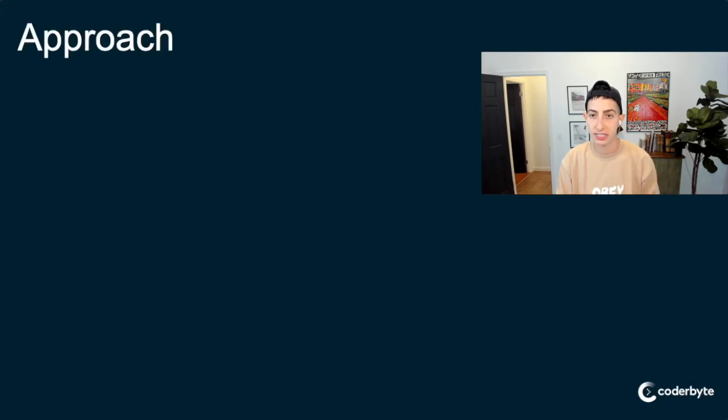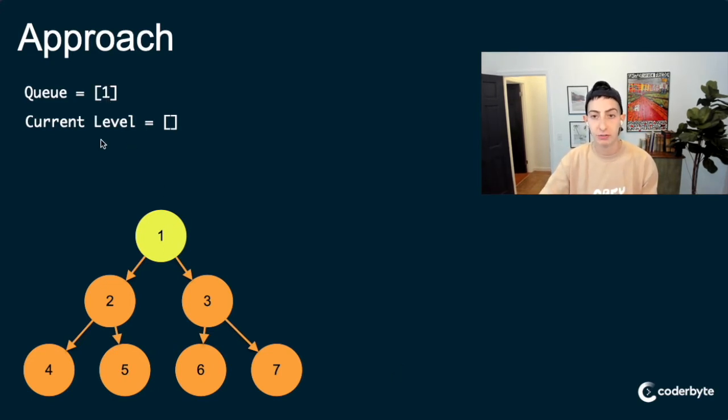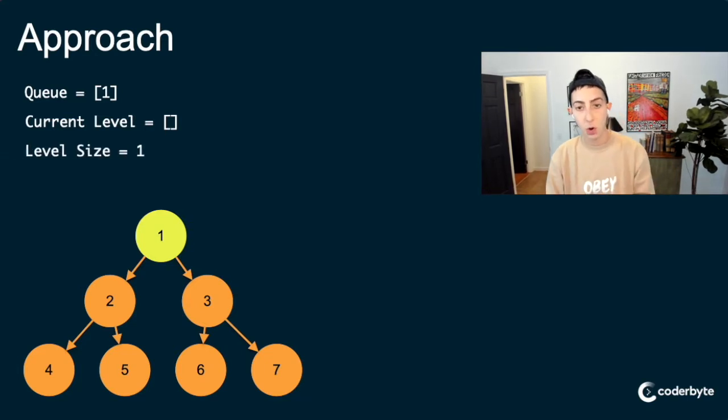But let's look at a visualization of what our plans are. So here is our tree. This is the same tree that we've seen in the previous slides. We have our queue, we have our current level subarray, and we're going to start by pushing our root node onto the queue. So there we go. We have our one that we've pushed onto our queue. And now we're going to start iterating in our while loop here. So we can capture our level size by looking at the q.length. So q.length here is 1.